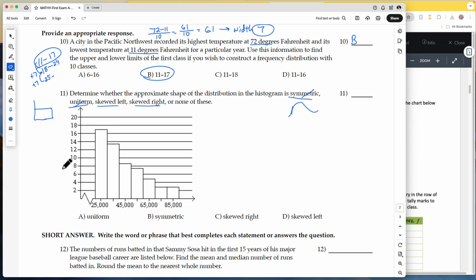Left skewed means that you would have outliers on the left side, so it would look like this. Nope, it's not that. Right skewed would have outliers to the right, which means it's small out here and then the hump is over here. This is the one. It's right skewed. Now, again, don't look at the hump. That's to the left. It's where the outliers are, the lower values, and that would be to the right.